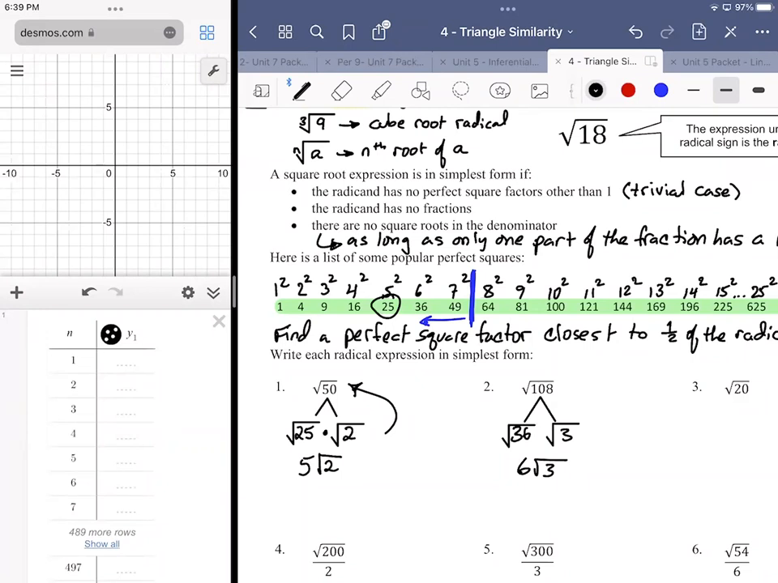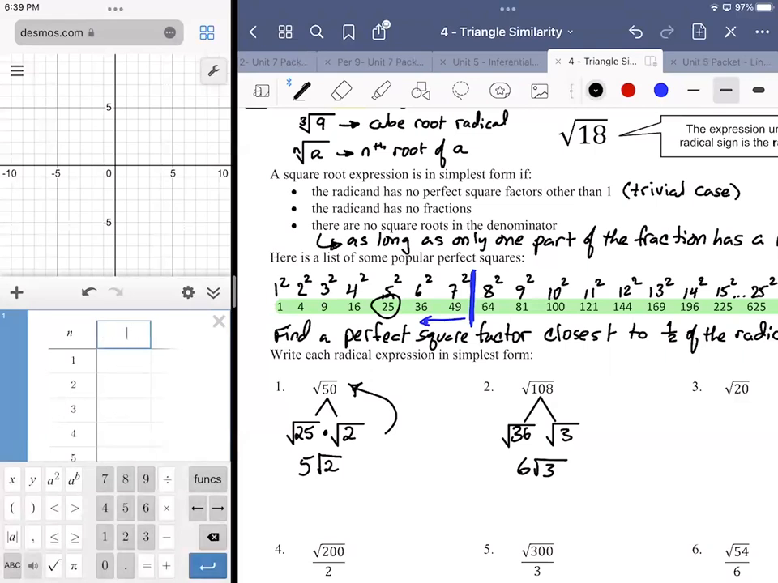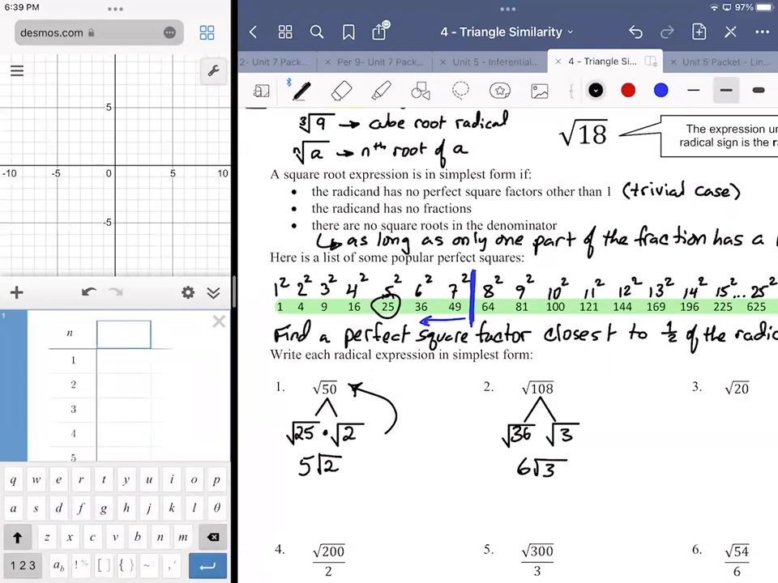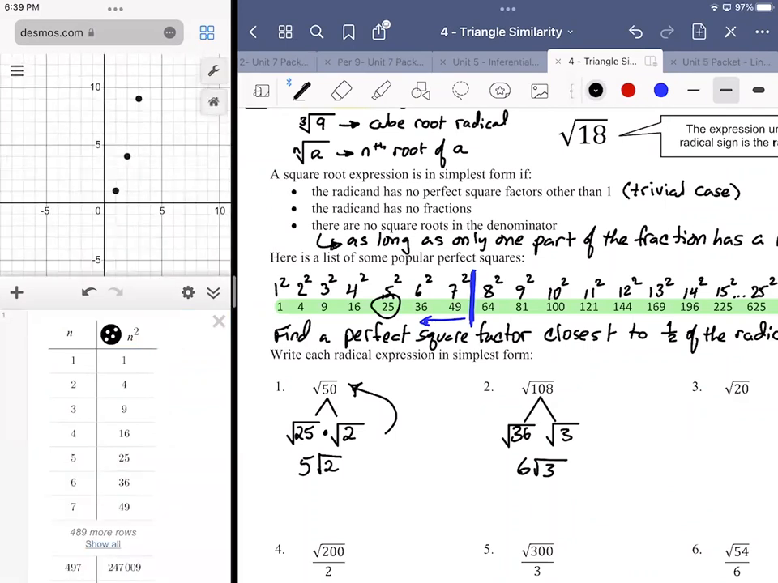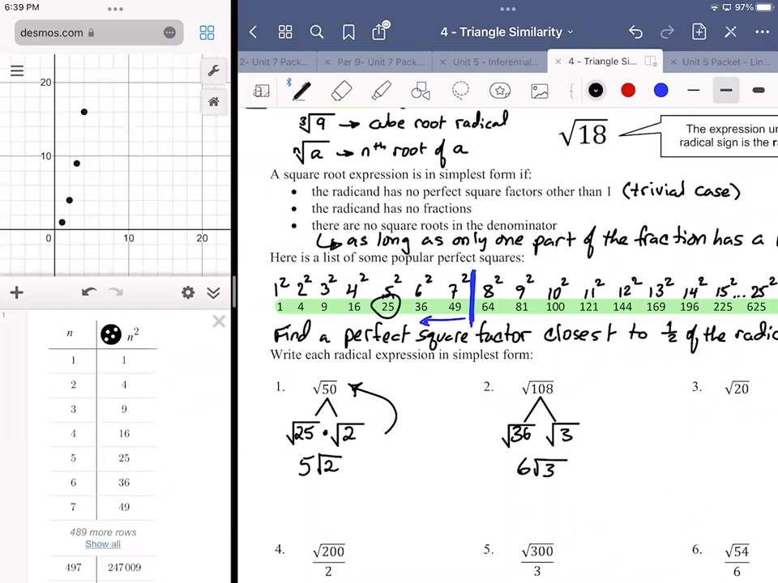Now I have those entries. What I want to do is square every one of them. So where it says Y1, I'm going to type in N squared. It's going to take every one of those values of N and square them. It also makes a graph if you're interested in what this might look like. It's fun. Part of a parabola. You remember those things? So now I have a list of perfect squares that go out to 500 squared.